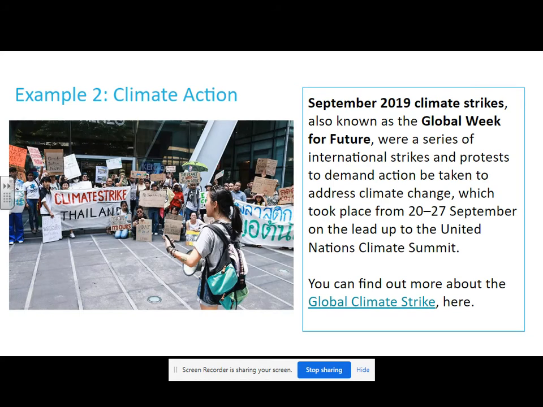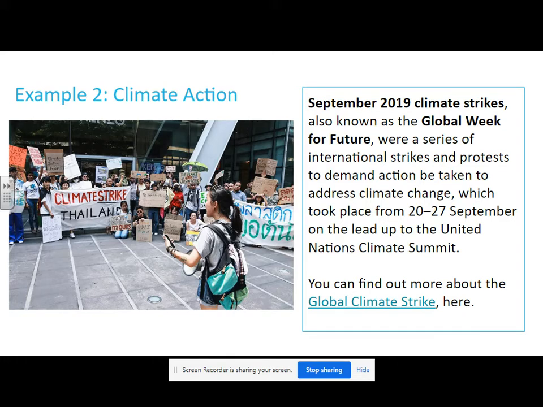A second example is climate change action. There are lots of initiatives that fall directly under the SDGs or United Nations initiatives, but of course, there are lots of other climate action campaigns that are happening out there. In September 2019, climate strikes, also known as the Global Week for the Future, were international strikes and protests around the globe that took place in the lead up to the United Nations Climate Summit.